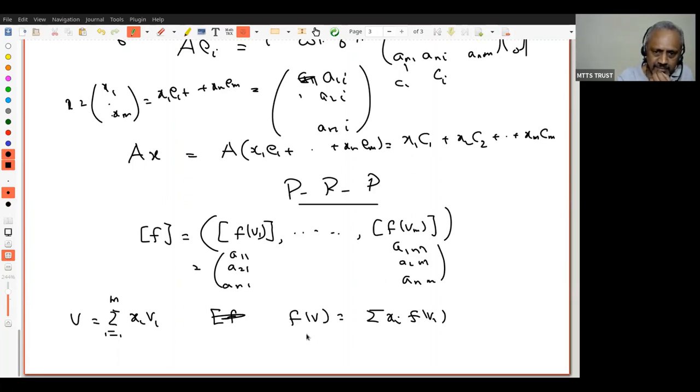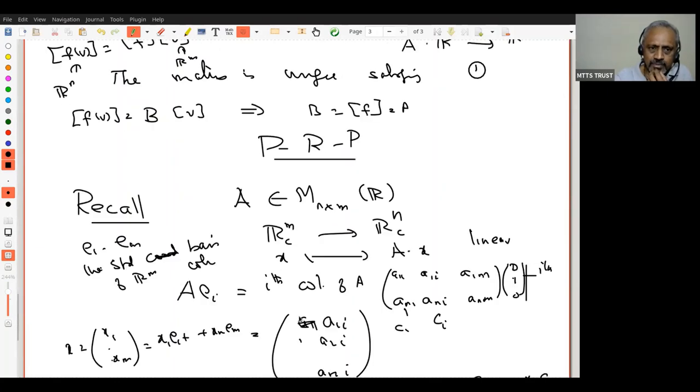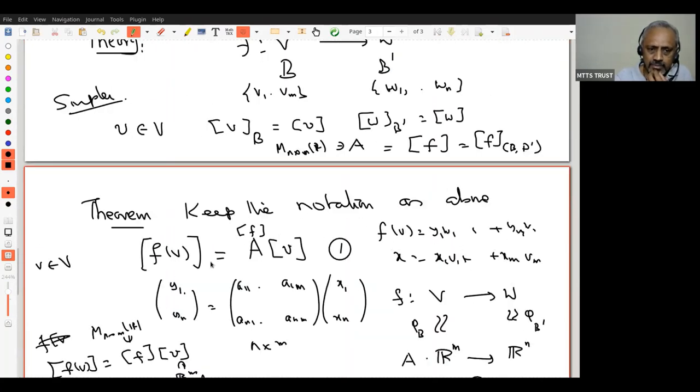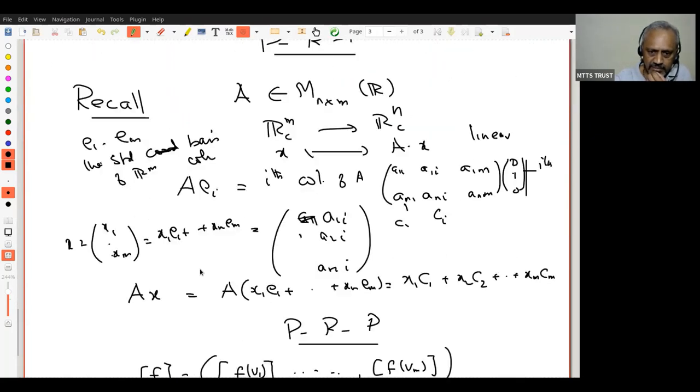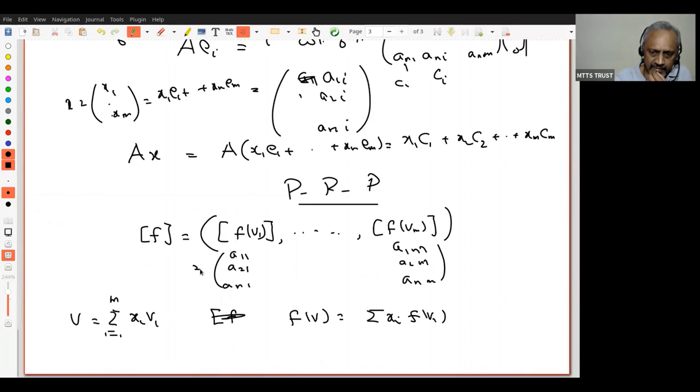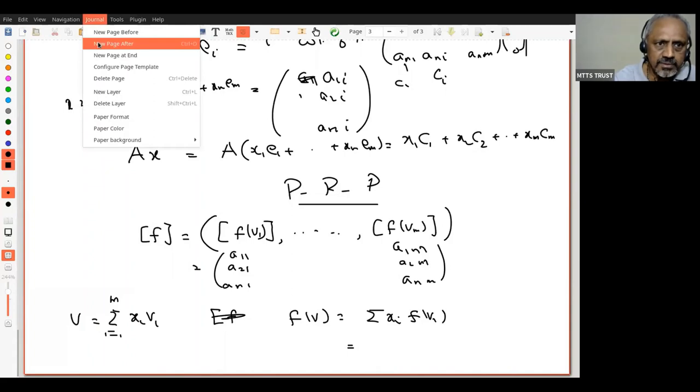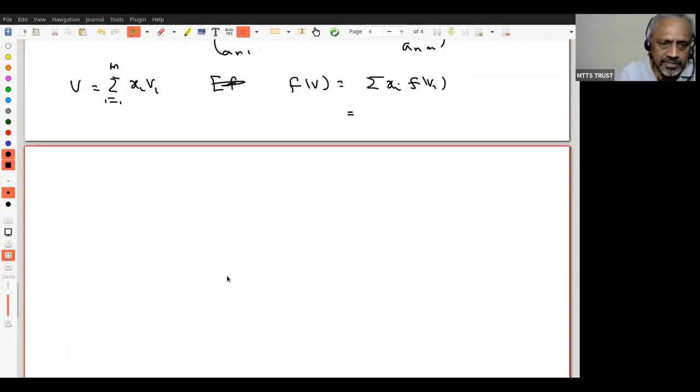Notice what you want to prove. We want to prove: look at f of v, its coordinate vector in terms of the basis B dash is what I have to find. Do you think I got it? Okay. So let us go slow in case you are getting overwhelmed with the notation.